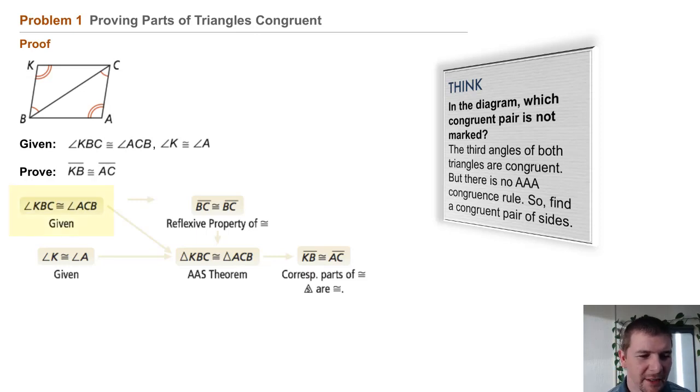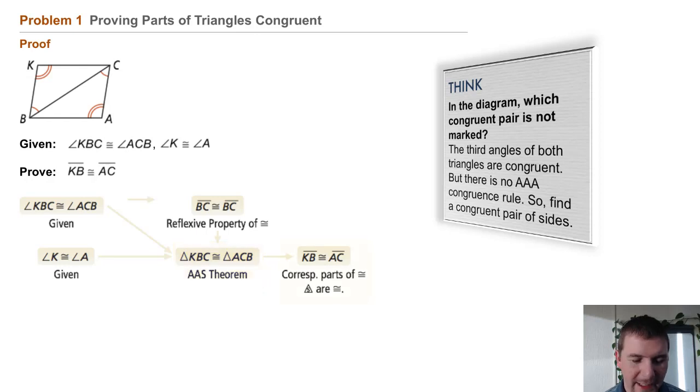Starting with the given information, angle KBC is congruent to angle ACB, top left. So if we follow the arrow to the right, segment BC is congruent to segment BC by the reflexive property of congruence. Our other piece of given information at the bottom left, angle K is congruent to angle A. That and our original piece of given information, together with BC being congruent to itself, all show us that triangle KBC is congruent to triangle ACB by the angle-angle-side theorem.